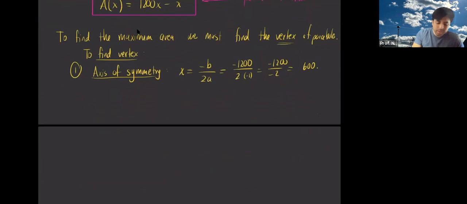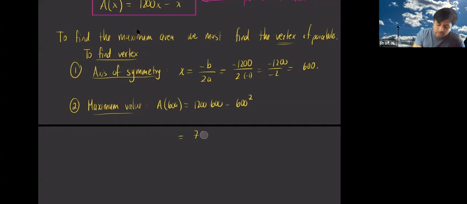So if my x value is 600, then what's going to be the y value? Or what's going to be the maximum? How do I find the maximum value? I plug in 600, and I get 1200 times 600 minus 600 squared. So 1200 times 6 is 72, so it's 720,000 minus 600 squared, which is 360,000. If you subtract that, you get 360,000.